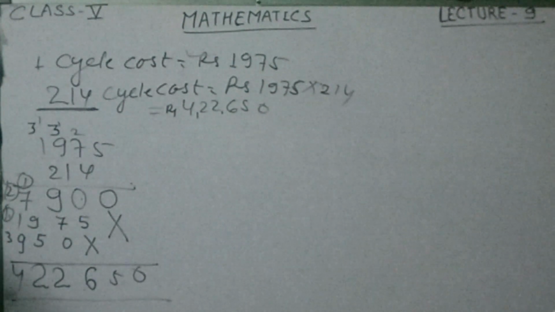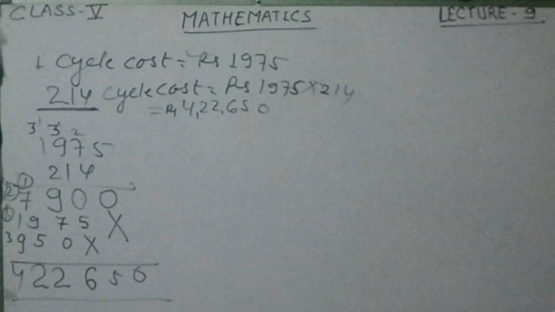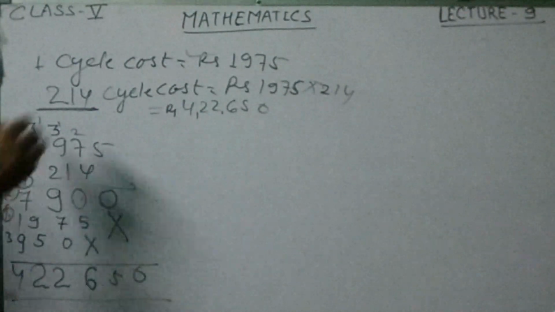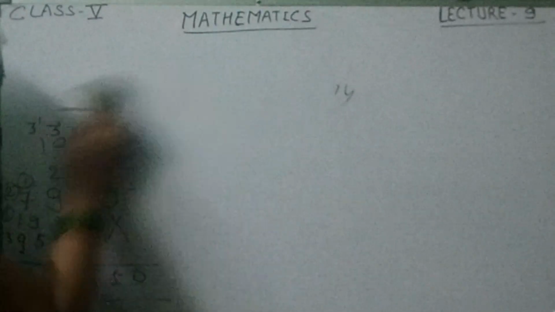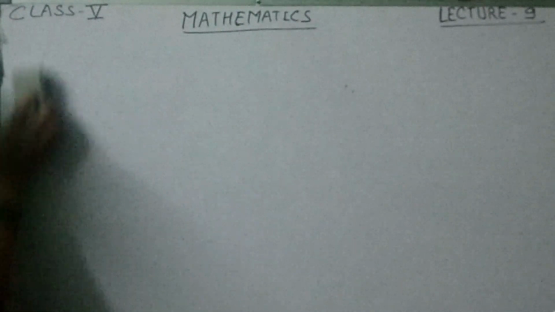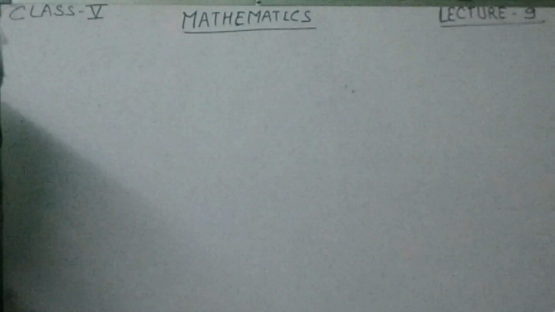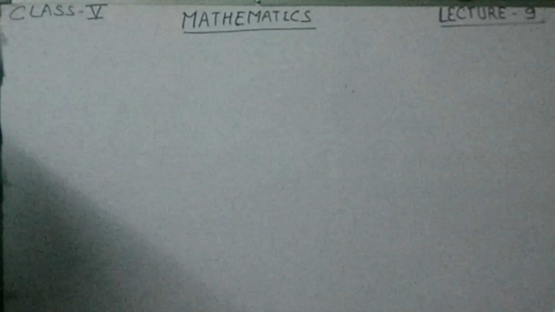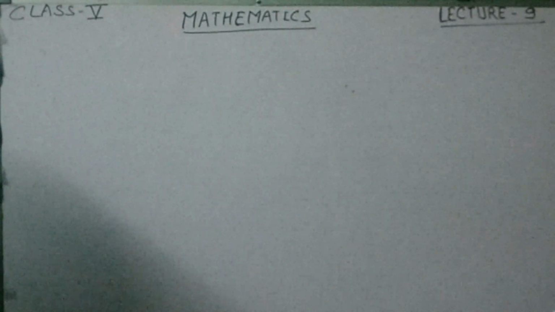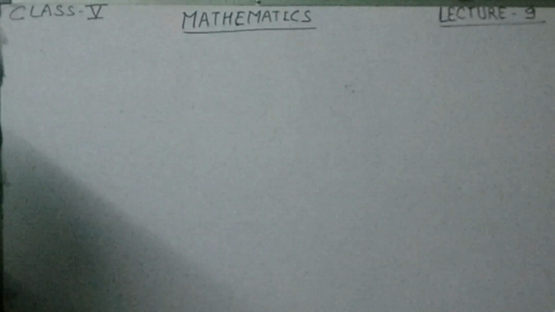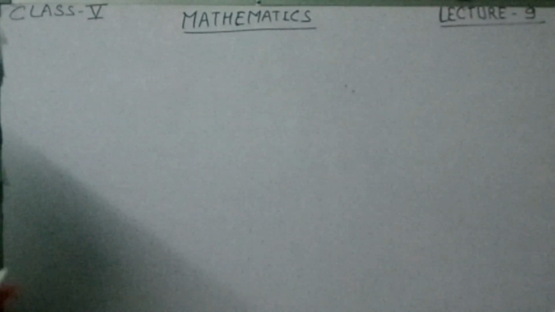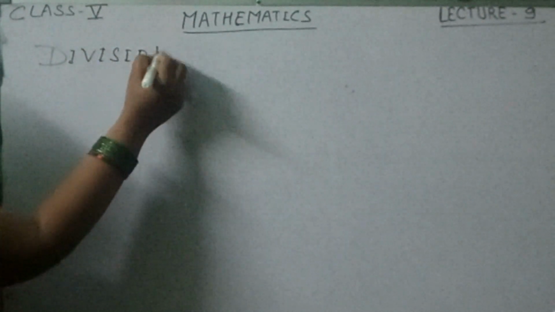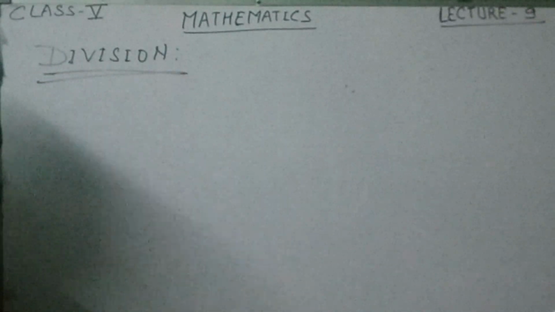Okay. Now next topic is what I told. I will explain you about the division. Then next topic is division. Students, I hope all of you learned the table, because before I told you that you have to write and learn the table from 2 to 15. I hope all of you learned. Next topic is division. Okay.